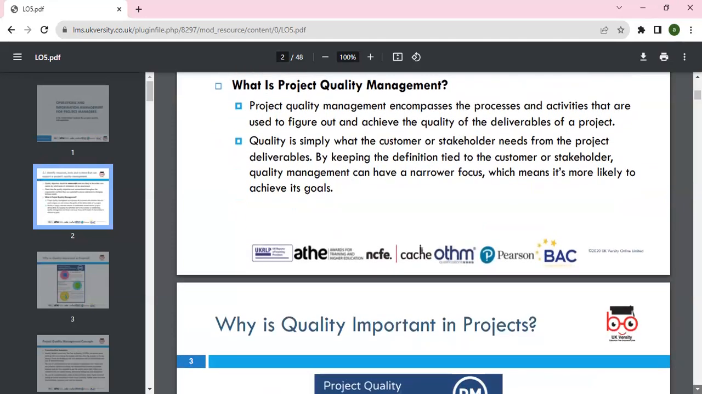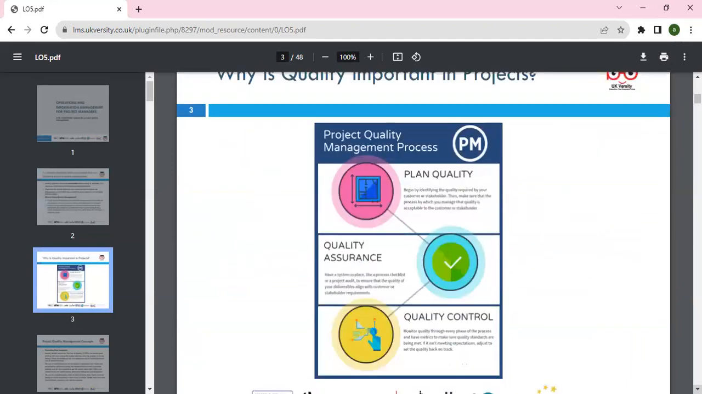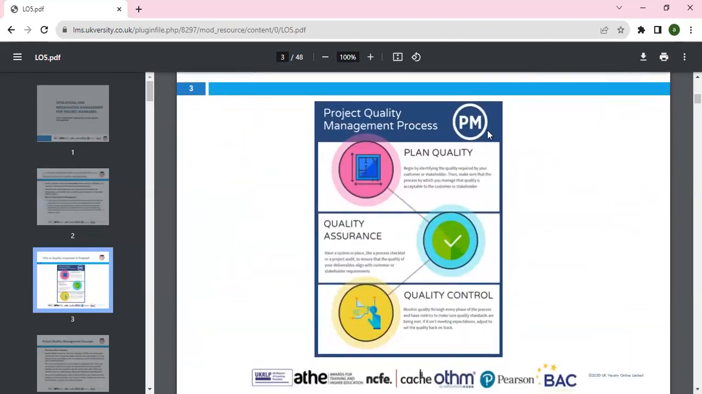Okay, so what is quality? When we say quality management process, the PM plans quality, you do quality assurance, make sure, assure it, and quality control.